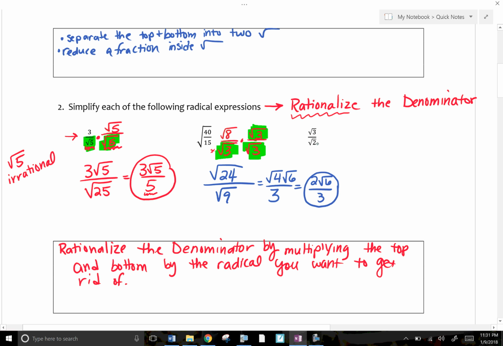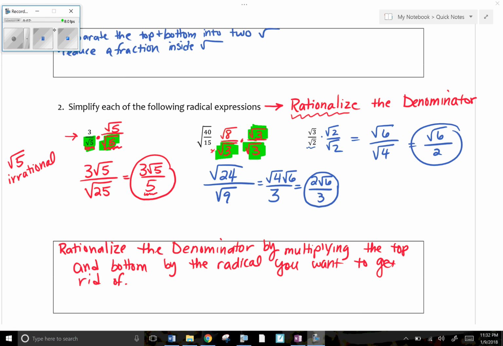And then last but not least, root 3 over root 2. The root 2 is the one that's bothering me, so I'm going to multiply it. Root 3 times root 3 is root 6. Root 2 times root 2 is root 4, which gives me root 6 over 2. Ta-da! All right, how am I doing on time here? 7 minutes, not too bad.